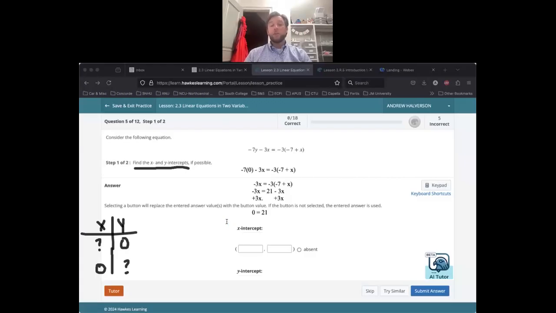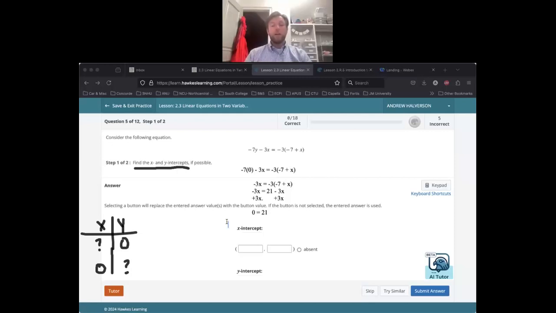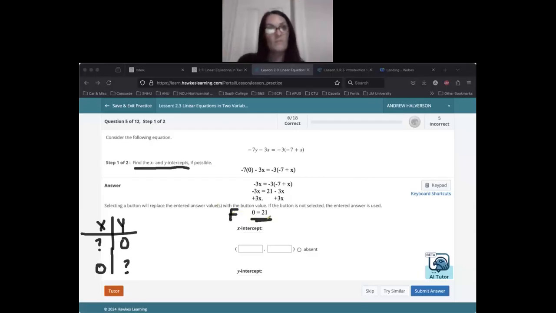Well, let me ask you it this way. Is 0 equal to 21? No. So there is no solution to this. There is no x-intercept. This thing here is a false statement. False. 0 is not equal to 21.